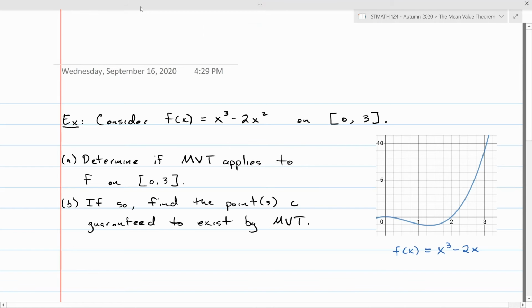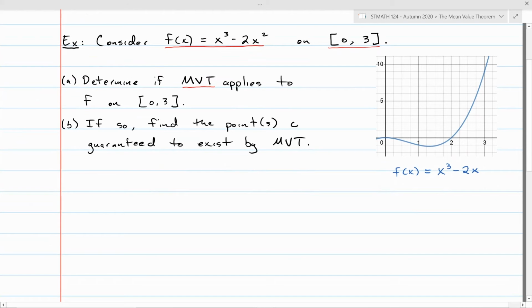Let's consider a specific example. So we've got the function f of x equals x cubed minus 2x squared, and we've got a closed interval 0 to 3. And we've got a couple of things I want to check here. First is, determine if the mean value theorem, I'm abbreviating MVT, applies to this function on this interval. And then the second thing is, if it does apply, then we want to find any of those points c where the derivative is equal to the average rate of change over that entire interval. And on the right over there, I went ahead and took the liberty of graphing that function just so we can see what's going on geometrically.